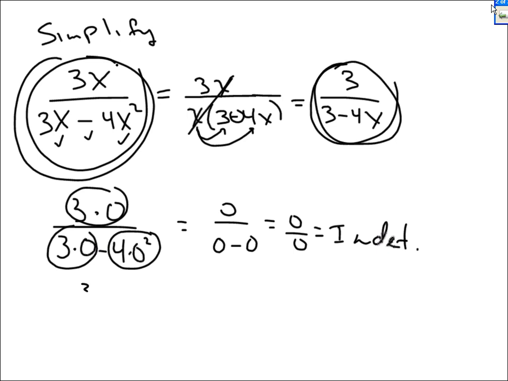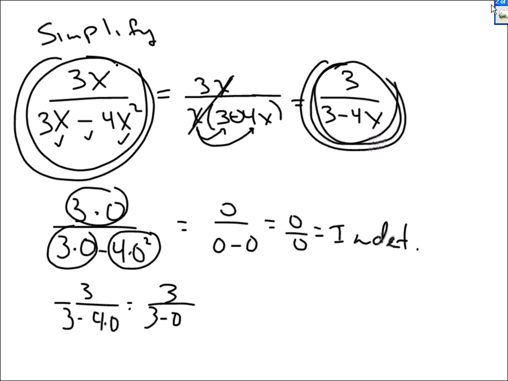Problem is, the right hand side is not. It's 3 over 3 minus 4 times 0, which is 3 over 3 minus 0, which is 3 over 3, which is 1, which is not indeterminate.